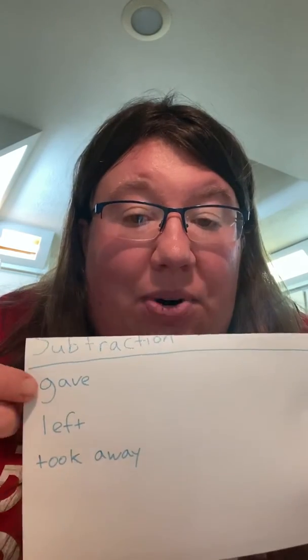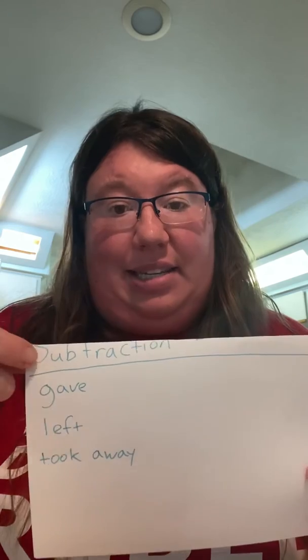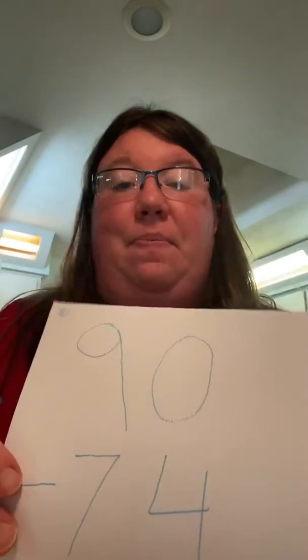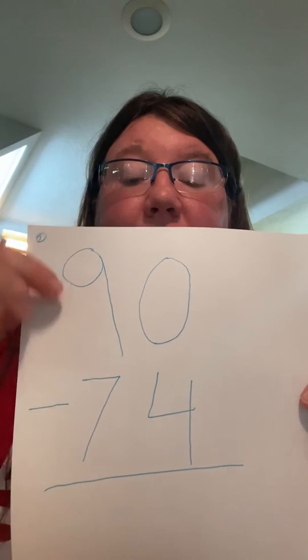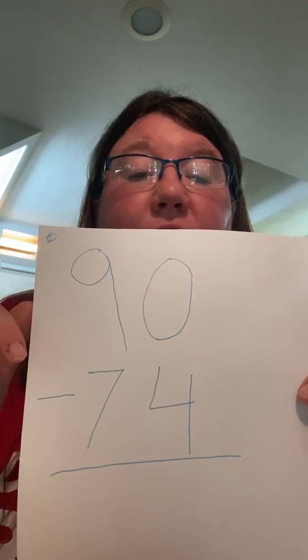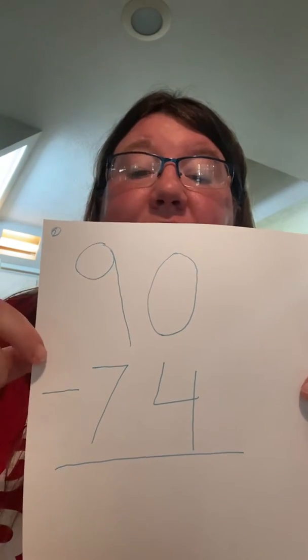So our key word there was gave. Gave tells us that we're going to be doing subtraction here. So I've set up our problem. She had 90 to start off with. She gave 74 to her friend. Let's figure this out. We're going to be doing subtraction here.